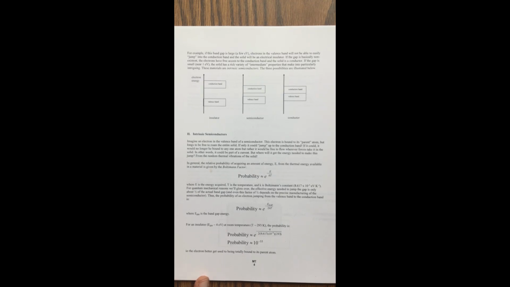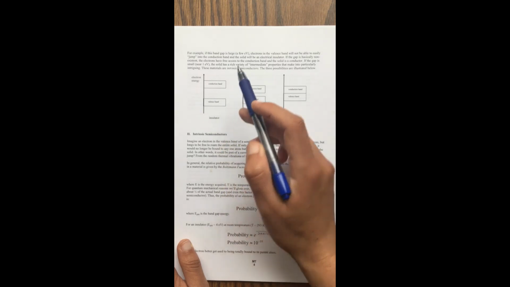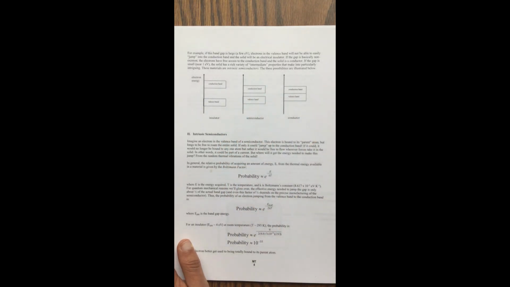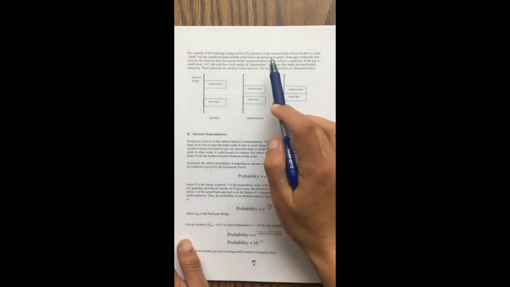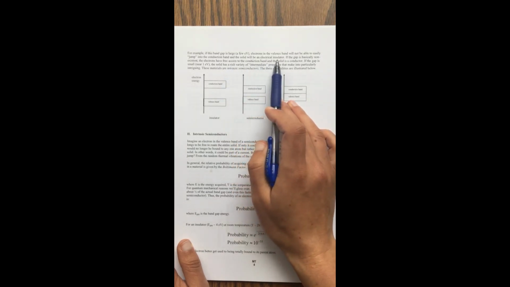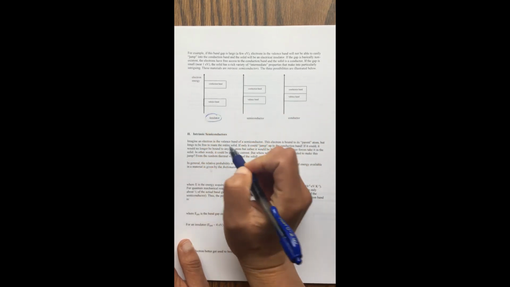For example, if this band gap is large, that's here, a few electron volts, electrons in the valence band will not be able to easily jump into the conduction band. So we have electrons here, it's a large jump for them to get up into the conduction band, and because it's so large, it's unlikely to happen, and the solid will be an electrical insulator. So we have an insulator here with a large band gap.